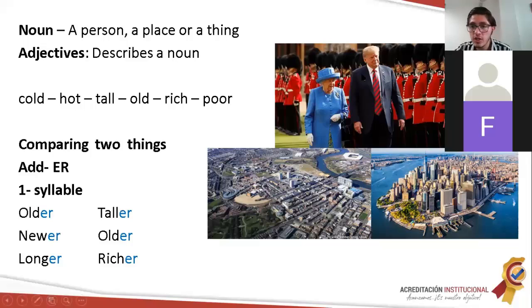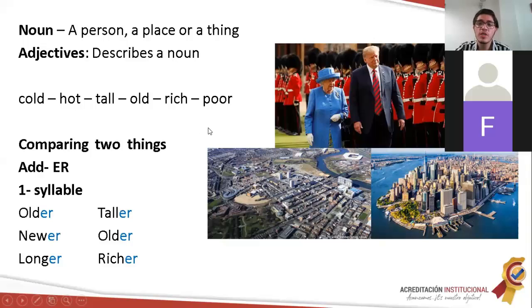So let's look at an example. We have here Donald Trump, as you can see, and we have Elizabeth Queen. So we can say Donald Trump is taller than Elizabeth Queen. Or the other way around, Elizabeth Queen is shorter than Donald Trump. This is the way I'm comparing them.